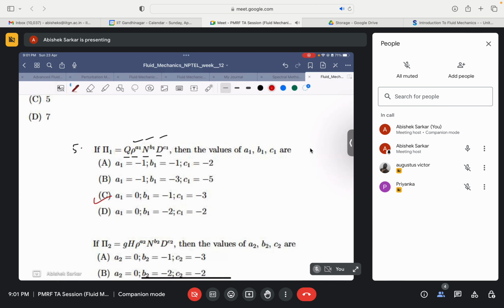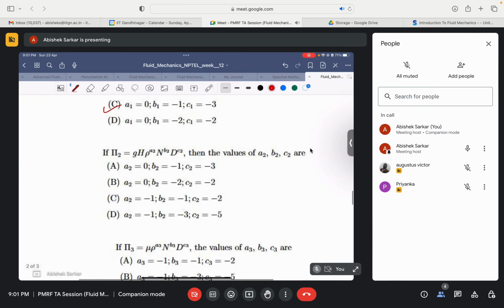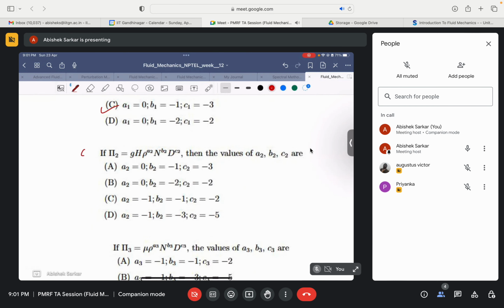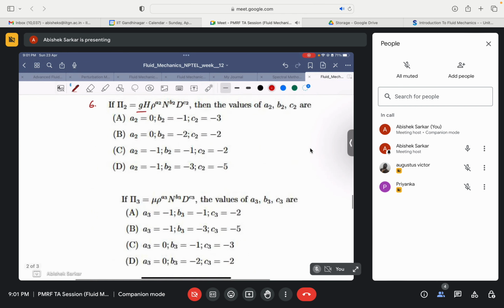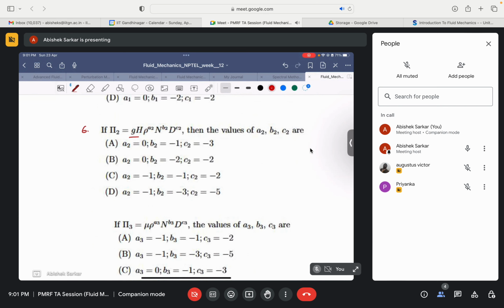Okay, is it clear? Yes, sir. Okay, then I guess I did question number 5 for you. Then you can similarly do question number 6. For pi 2, you replace Q by gh and then repeat the similar steps and give me the values of a, b and c. I guess question number 6 would do good for today's session. I don't think it's worthwhile to repeat the similar steps for all the terms because it's just mathematical calculations, but at least do pi 2 for me, and that will be it for today.